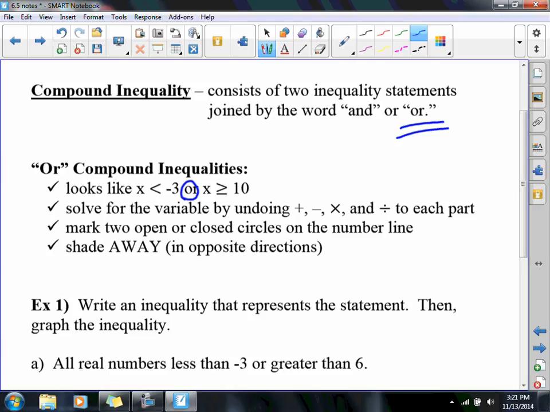Now we'll still solve each side or each part of the inequality. So we'll solve the left side and then the right side. And then we'll still get our two answers. We'll mark them on a number line. We'll have open and closed circles, either both the same or one of each. And this time when we shade, we're going to shade in opposite directions. I like to say that you shade away, kind of like oars on a boat. The oars on a boat kind of stick out on either side. So that's kind of what it looks like when you make an OR compound inequality.